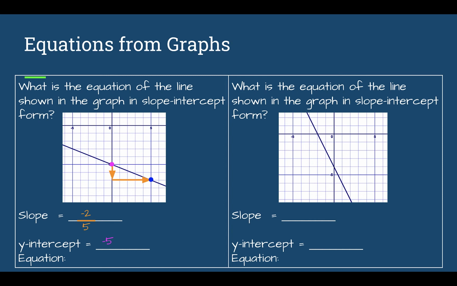Had I wanted to use the slope formula, I could note that my blue dot is at (5, -7) and my pink dot is at (0, -5). Subtracting, I would get the same values, -2 over 5. Now that I have these things, I can plug them into my equation, and I'd end up with y equals -2/5 x minus 5.